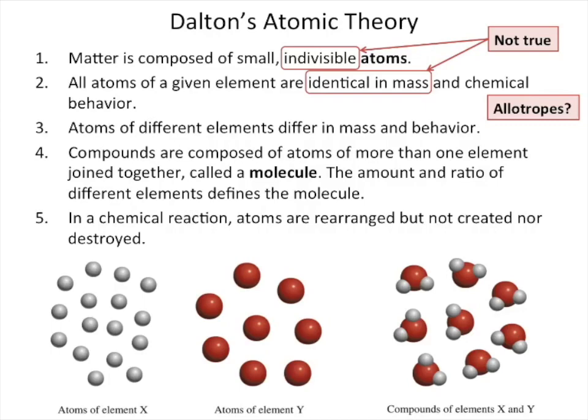Compounds are composed of atoms put together in different integer ratios into something called a molecule. The amount and ratio of different elements defines the molecule. The fact that you have 2 hydrogens and 1 oxygen in this molecule is what makes it water. And in a chemical reaction, the atoms are rearranged and reconnected, but the atoms themselves are not created nor destroyed.